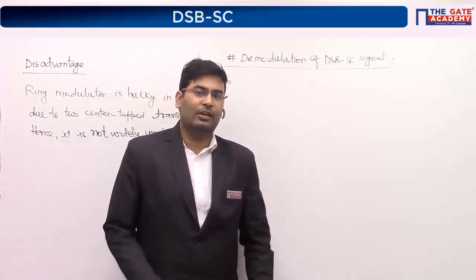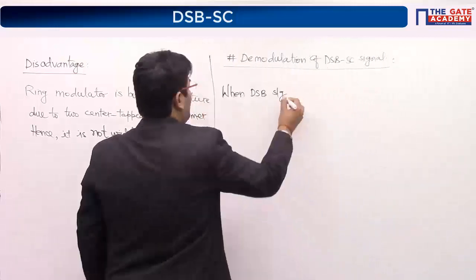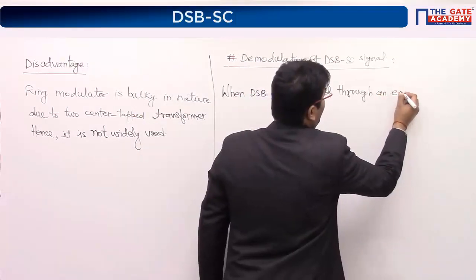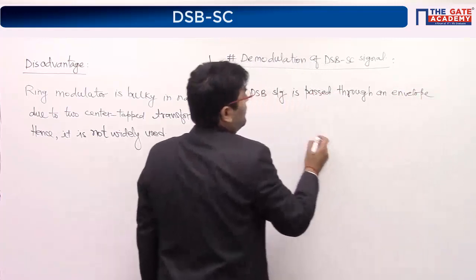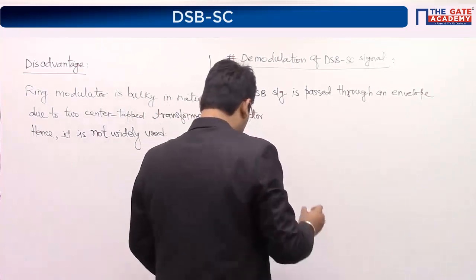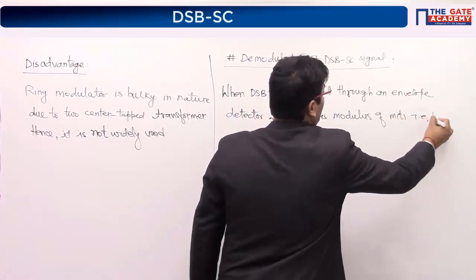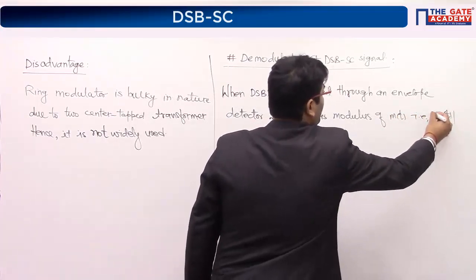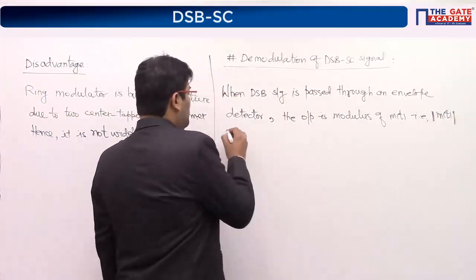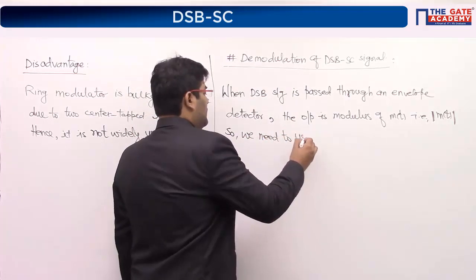So we cannot use an envelope detector. So we are left with what? We are only left with the choice of synchronous detector. So let me write this point which I just said. When a DSB signal is passed through an envelope detector, the output is modulus of mt, that is mod mt. Okay. So we need to use a synchronous detector.